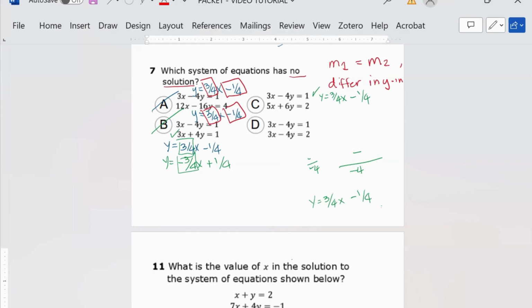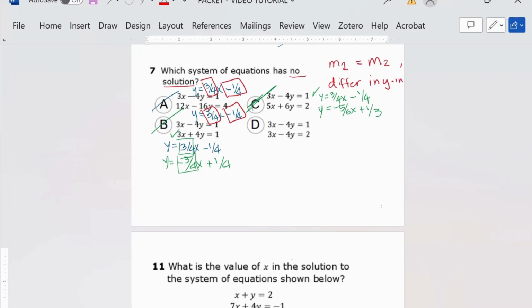Let's see the next equation here. 5x plus 6y equals 2. Same thing. I see an equal sign, parenthesis, minus 5x, close parenthesis, divide by 6. So this is my slope. Okay, the slope is y equals negative 5/6 x. And then my y-intercept is positive 2/6, or 1/3. So this is not an answer. They should have the same slope. So they have different slope. Okay, so this is not the answer.